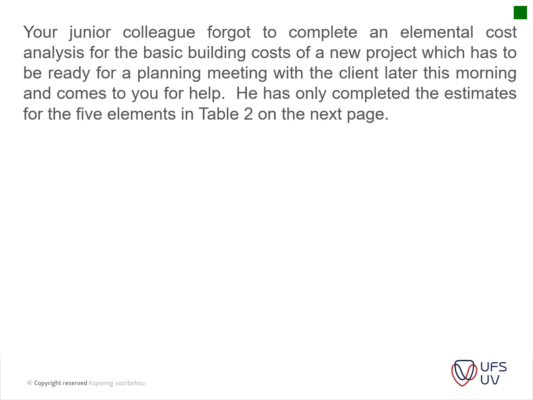So the first example that we've got here is your junior colleague forgot to complete an elemental analysis for the basic building cost of a new project, which has to be ready for a planning meeting later that morning, and comes to you for help. He has only completed the estimates for the 5 elements in table 2 on the next page. So please go through the lecture on the theory together with this to look at how the parametric system works.